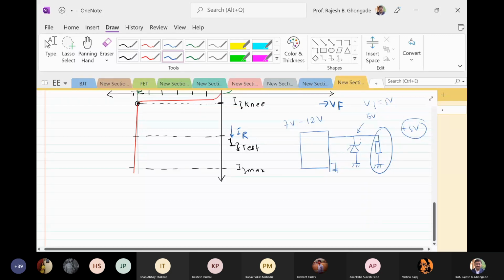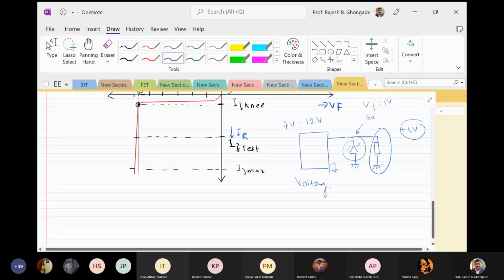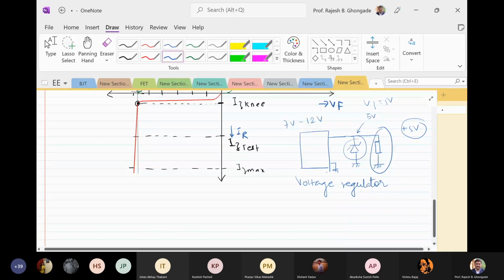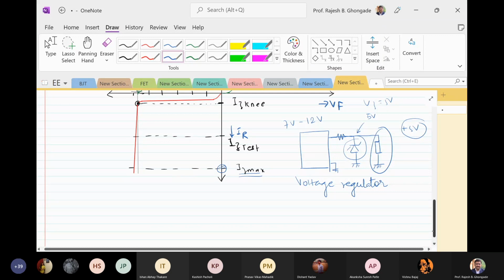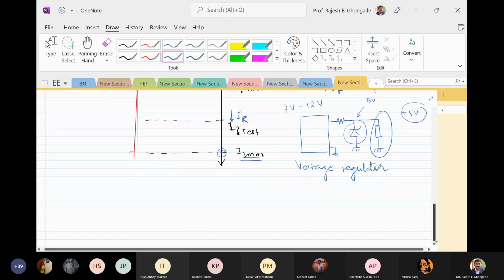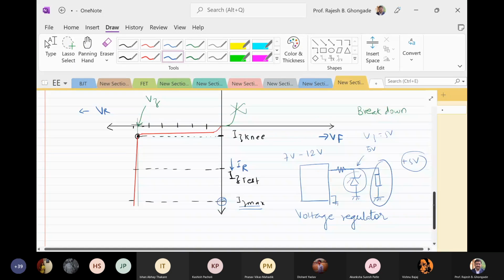But again, you have to make sure that the Zener diode breaks down. Then only it will have 5 volts across it. So this gives rise to what is called a voltage regulator. Of course, you have to use a series resistance here, otherwise the rating IZ max may be exceeded and the Zener diode may get damaged because of excessive heat dissipation due to high current. All right, so this is one very typical application of the Zener diode. Very, very important.